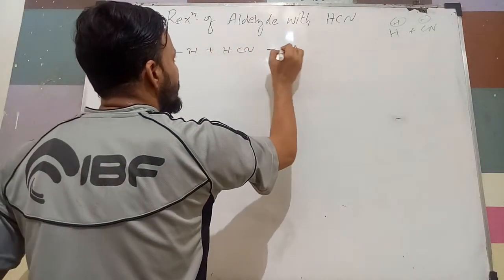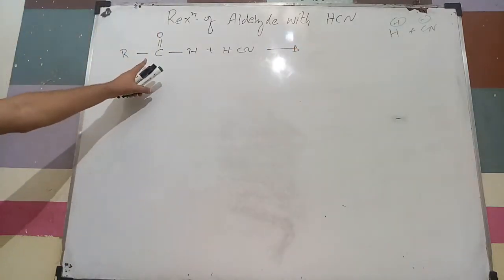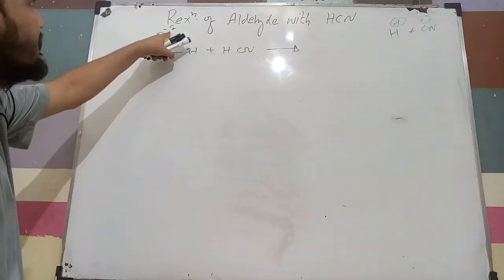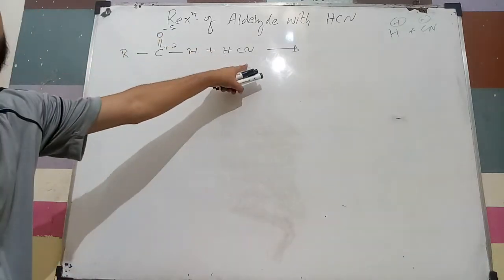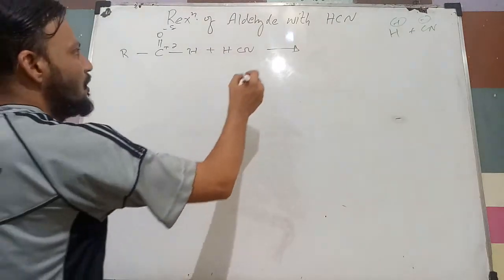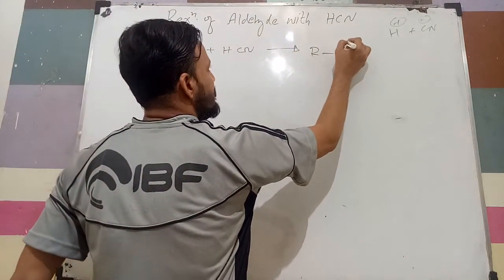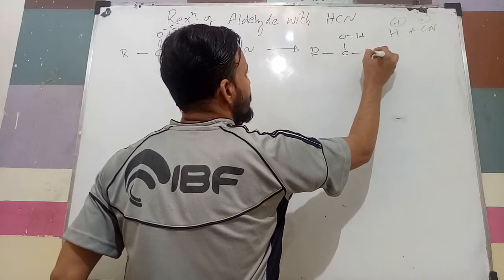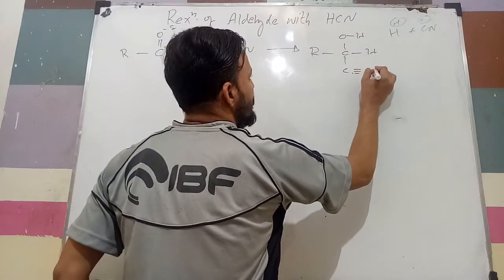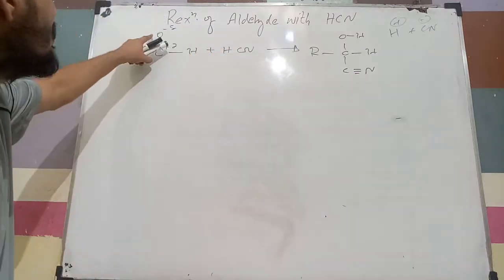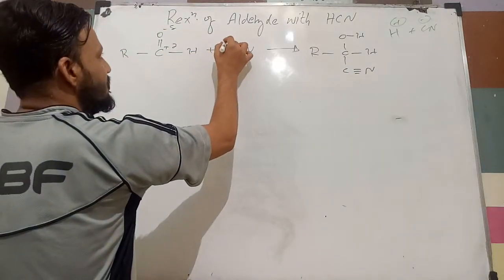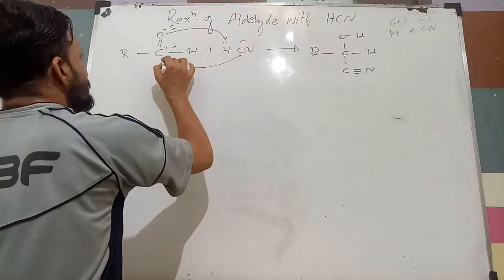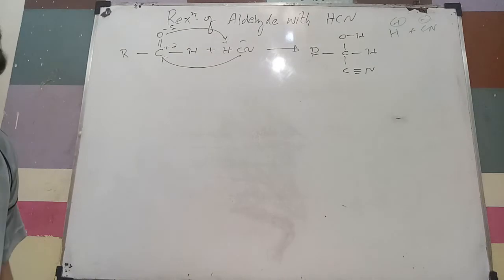It will react with aldehyde. This is partial negative, this is partial positive. So negative will take this hydrogen and positive will take this cyanide ion over this. So the product must be R, C, OH, H, C triple bond N. So oxygen pulls the hydrogen; this is positive, this is negative. So negative will go over there and this will go to there, right?